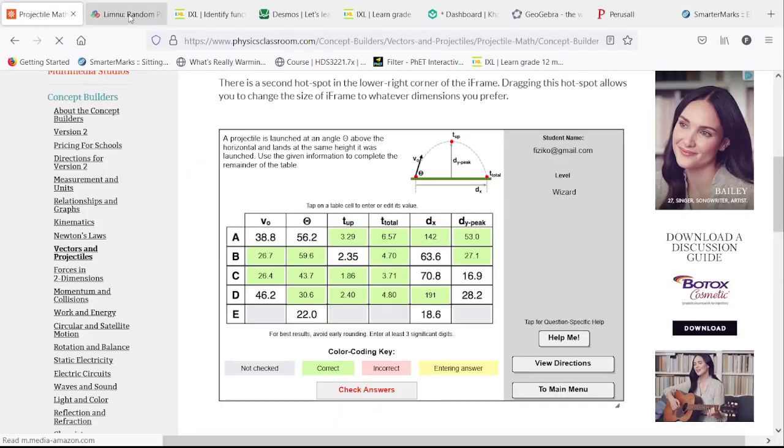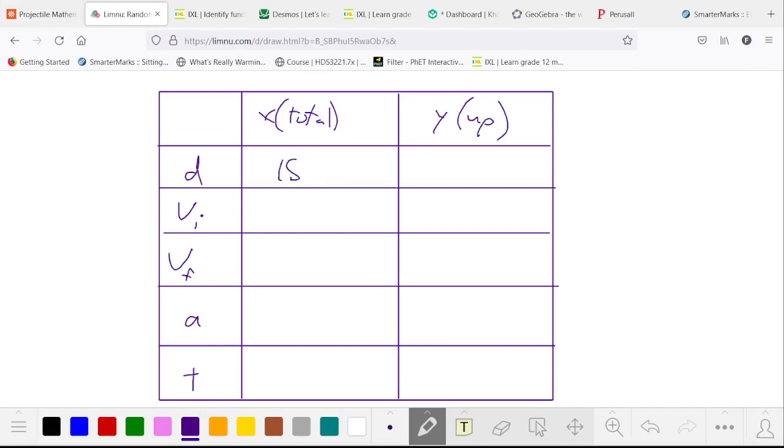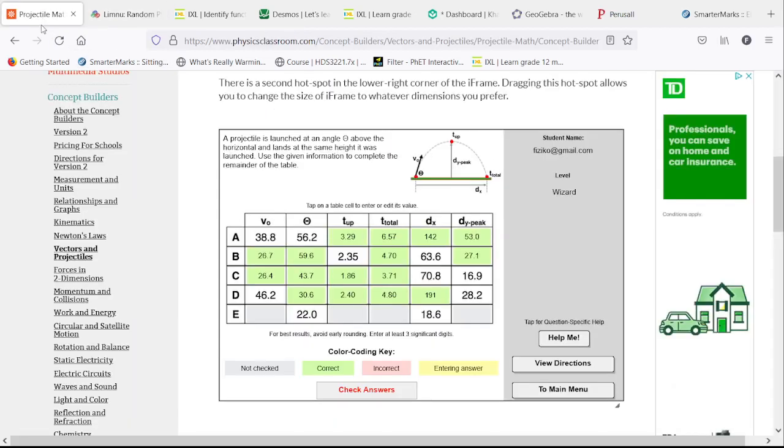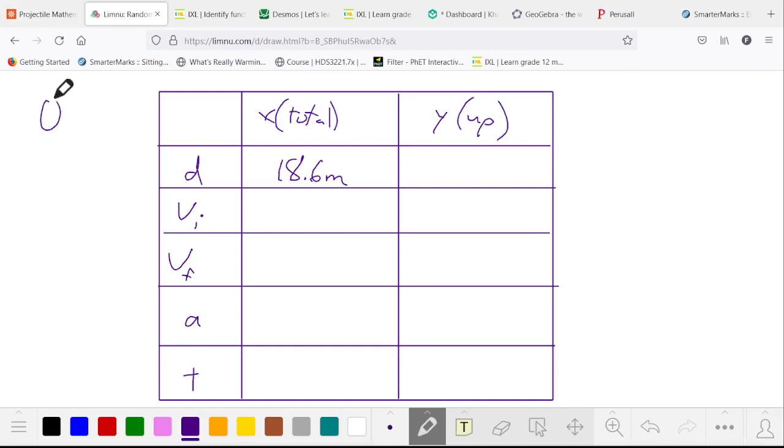We know our dx is 18.6 meters. Okay, and we know our angle is 22 degrees, and that is everything we know. So this is going to get a little bit complicated. We know we have 0 meters per second squared here, negative 9.81 meters per second squared here. On the way up, we have 0 meters per second.